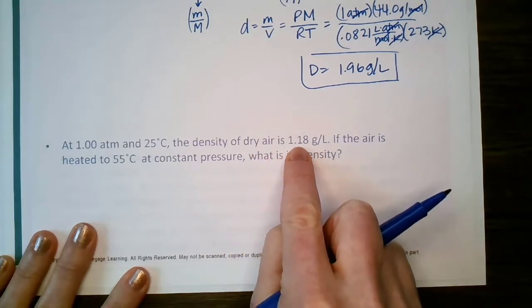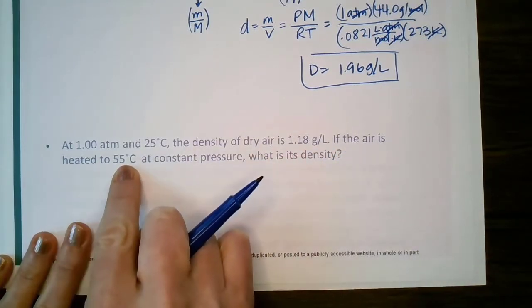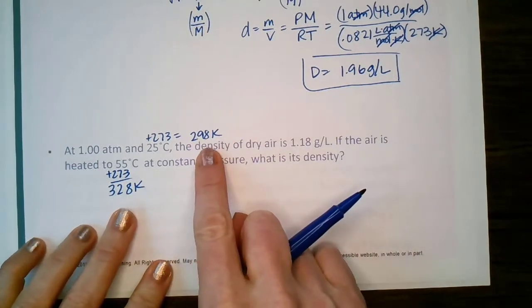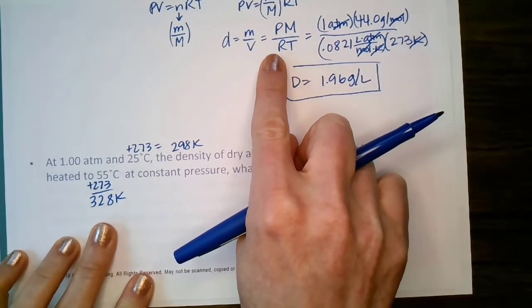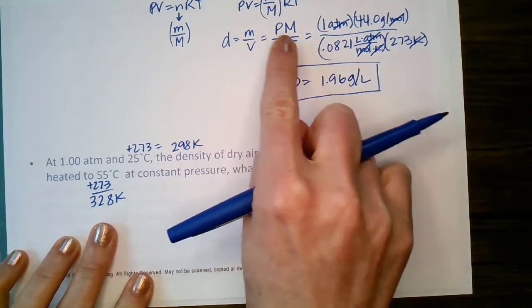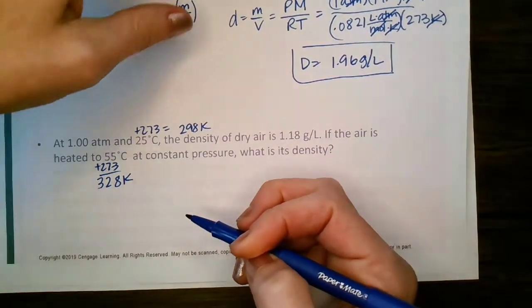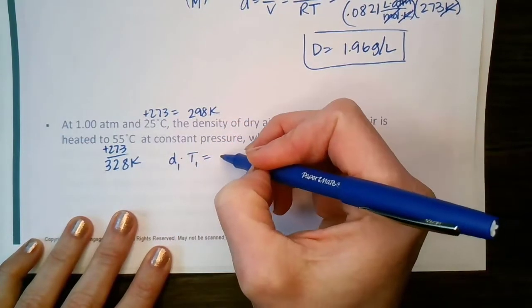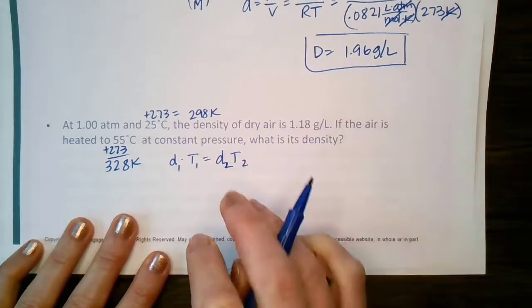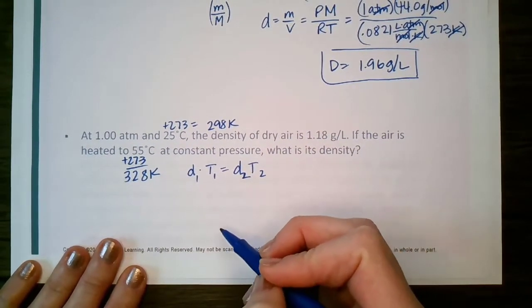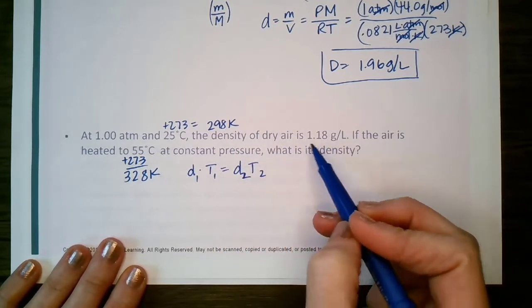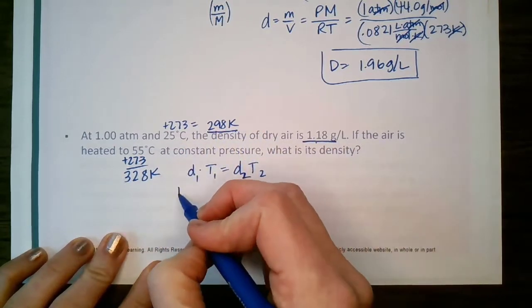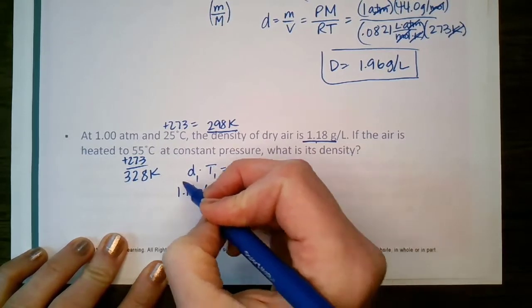All right, let's look at this next one. At 1 atmosphere and 25 degrees Celsius, the density of dry air is 1.18 grams per liter. If the air is heated to 55 degrees Celsius at constant pressure, what is its density? I changed these temperatures, and we know from this equation that density is inversely proportional to temperature. Remember, Boyle's law was inversely proportional: when one went up, the other went down. We can write that density and temperature of 1 is equal to density and temperature of 2. The density of dry air at 298 Kelvin is 1.18 grams per liter.